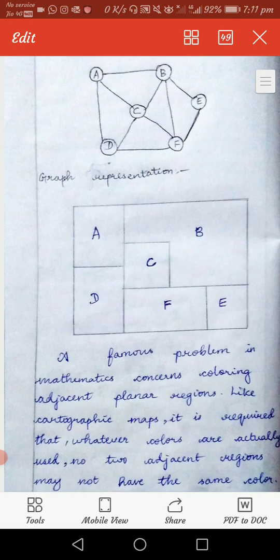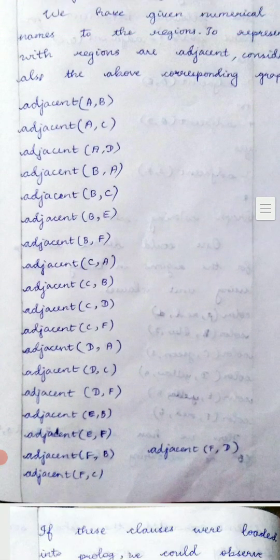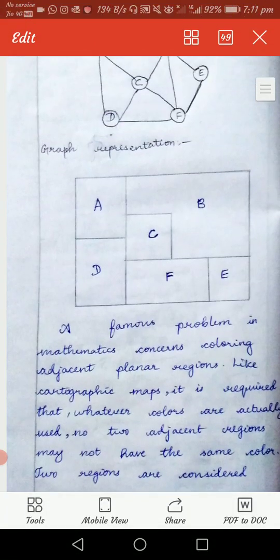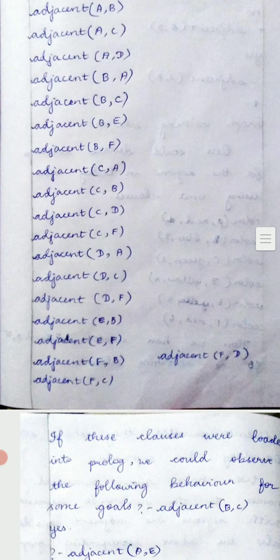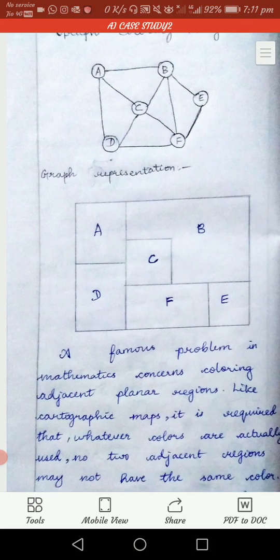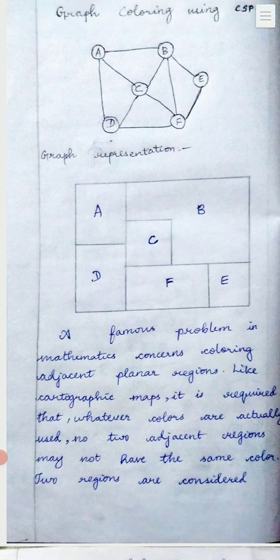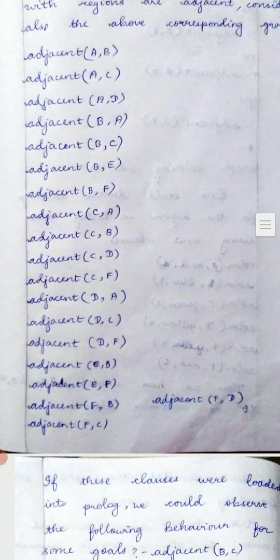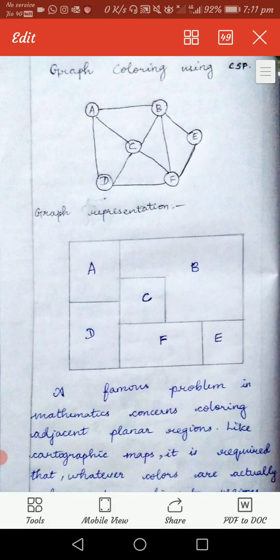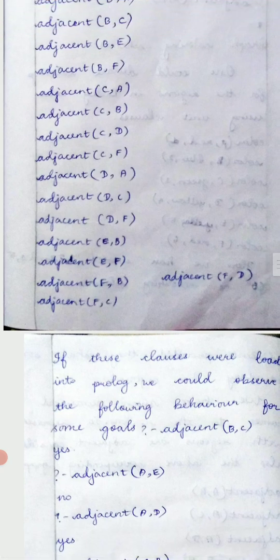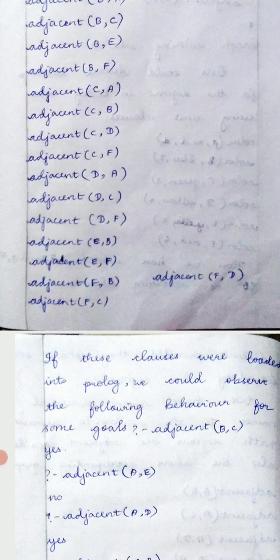The adjacent of C is A, B, D and F. So we write adjacent of C comma A, adjacent of C comma B, adjacent of C comma D, and adjacent of C comma F. The adjacent of D is A, C and F, so adjacent of D comma A, adjacent of D comma C, adjacent of D comma F. Now E: the adjacent of E is B and F, so adjacent of E comma B and adjacent of E comma F. Then the adjacent of F is B, C, D and E, so adjacent of F comma B, adjacent of F comma C, adjacent of F comma D. So these are all the adjacent facts of the graph representation.